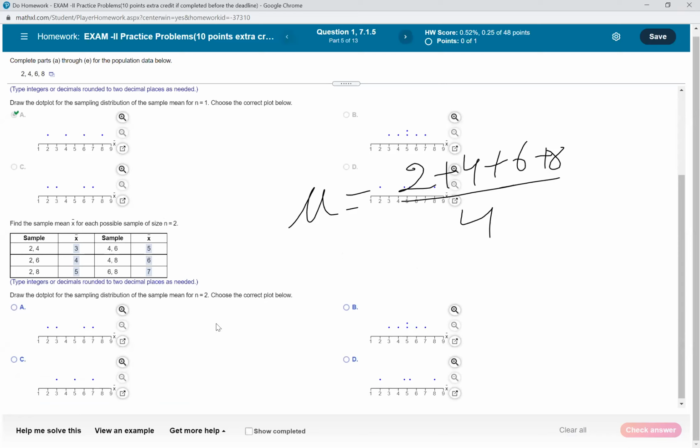So draw the dot plot of the sampling distribution. Now you need to construct the dot plot of this sampling distribution. At 3, we have just one number, but at 2, we do not have any number. So this is not correct. At 3, we have 1.